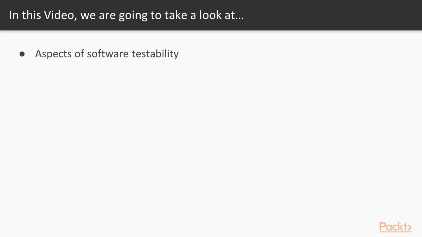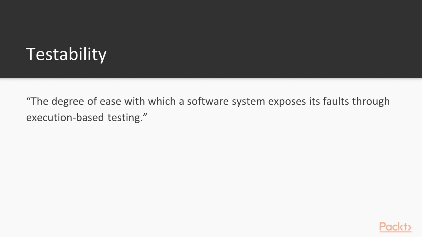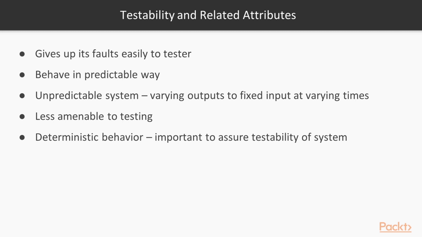In this video, we will look into the different aspects of software testability in detail. Testability can be defined as the degree of ease with which a software system exposes its faults through execution-based testing. Ideally, a good software system should have a high level of testability. Now let's see software testability and related attributes.